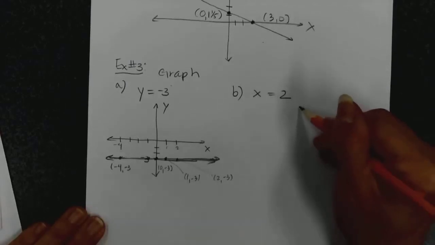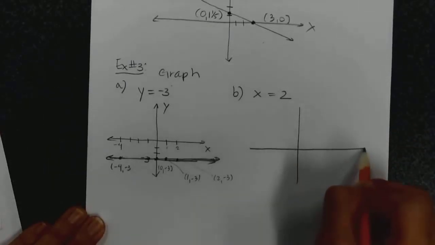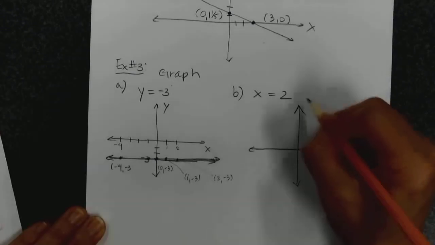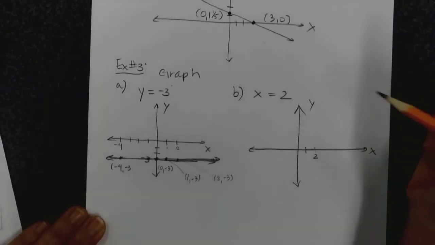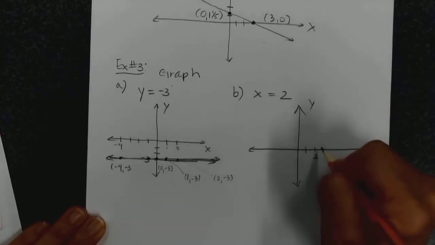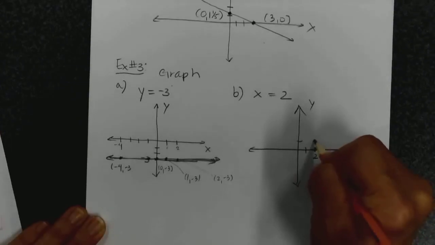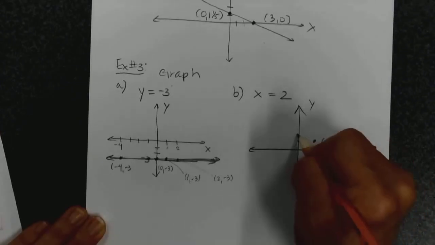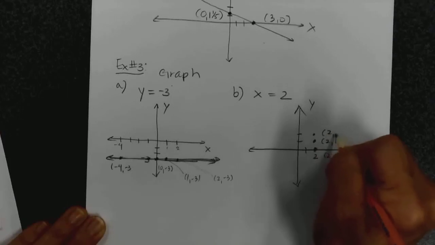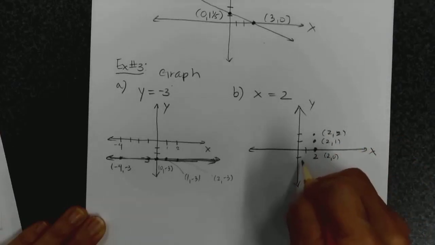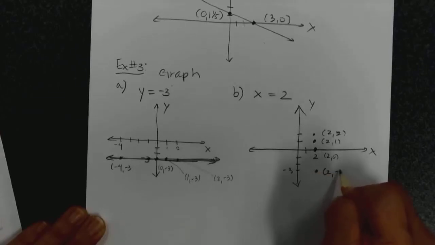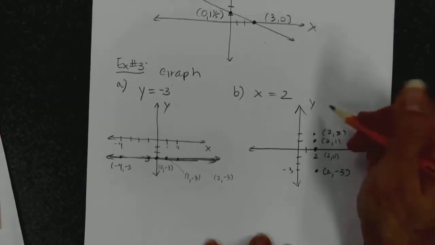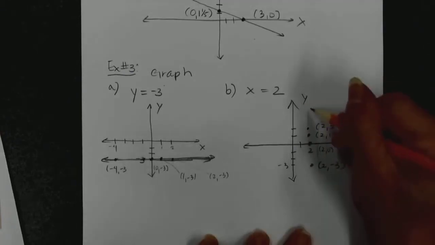So for when you have x equals 2, here's 1, 2. That means every x coordinate is 2. So here's 2, 0. And then this one is 2, 1. And then I got 2, 2. And down here I got 2, -3. So if you notice, every single x coordinate is 2.